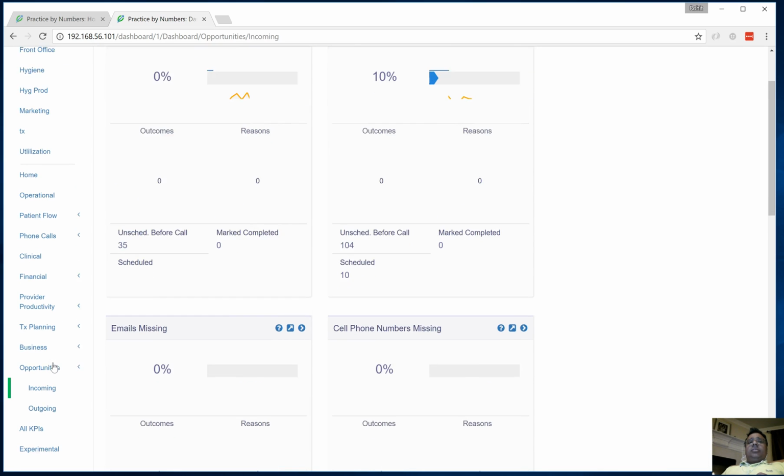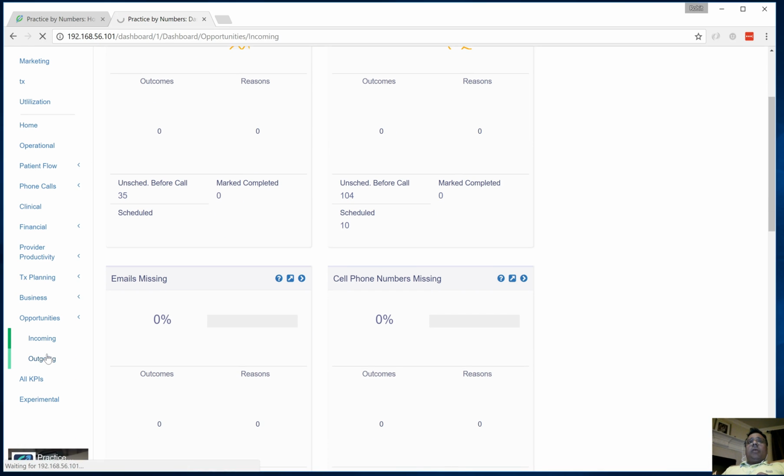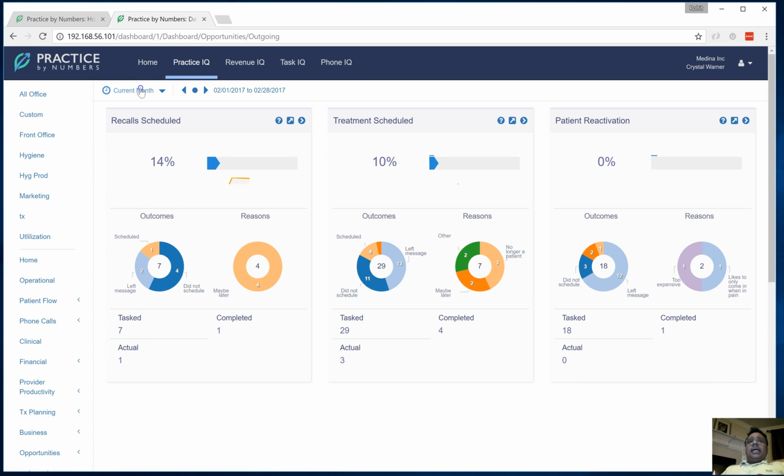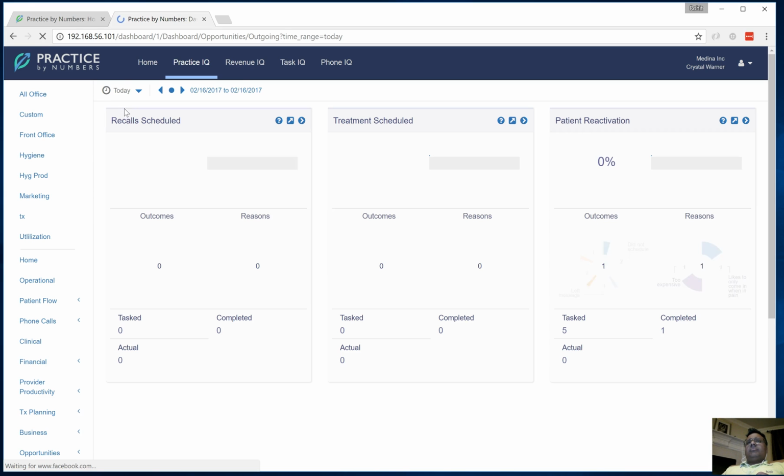And let's go into the outgoing opportunities. Okay. And I'm going to look at just today. Okay. We touched 5 patients, and here's what we did. We said one of them left a message, one was no answer, one scheduled, 2 did not schedule. And here were the reasons why they did not schedule.